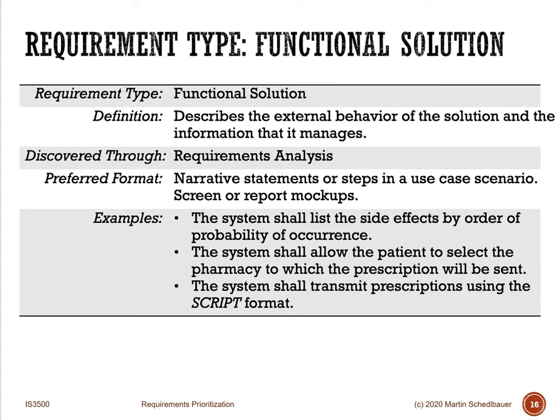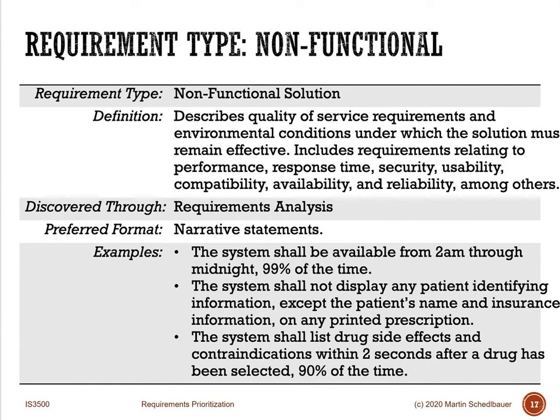Like, the system shall list the side effects by order of probability of occurrence, or the system shall allow the patient to select the pharmacy to which the prescription will be sent. The patient should see the pharmacies ordered in proximity to their current location. The system should only list the pharmacies that are part of the patient's insurance. Pharmacies that are not part of the patient's insurance should be flagged with a red mark. Those are all examples of functional solution requirements. Very, very detailed, but they all eventually address some stakeholder need, which of course in turn resolve some business need.